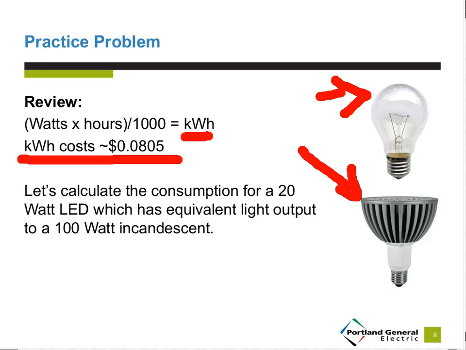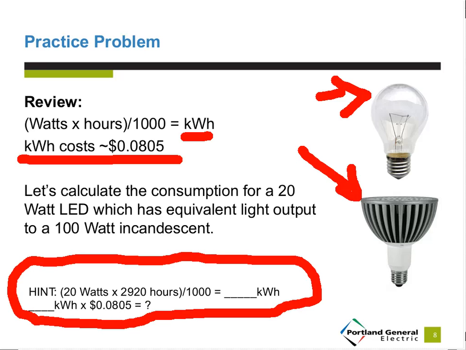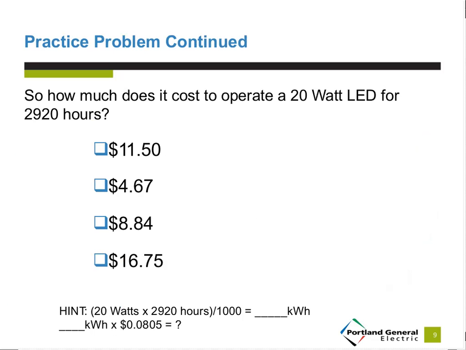Now, this is time for you guys to participate, and you have your annotation tools over on the left-hand side. I'm going to ask everybody to get your calculators out. We're going to try to figure out how much we would save with the LED bulb. And there's a hint for you. So there is the calculation you want to focus on to get that amount. And next will be the answer slide.